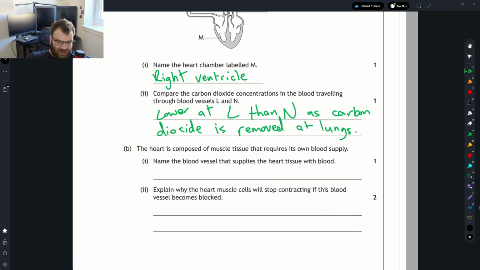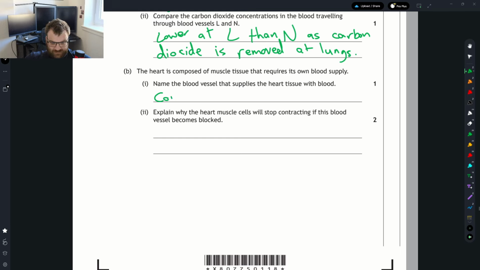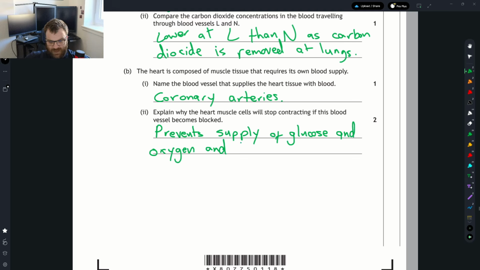Hearts are supplied by the coronary artery. Why would the heart cells stop contracting if it becomes blocked? That prevents supply of glucose and oxygen and respiration, so they won't be able to produce ATP. That'll mean there'll be less ATP for energy. It's lacking in supply of energy. Probably could have worded that better, but we'll move on.